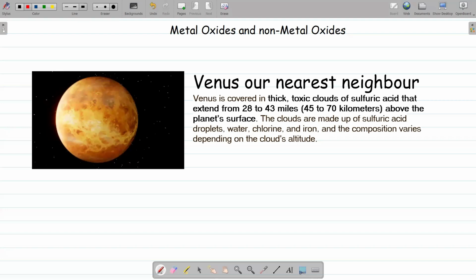Have you heard of the acidic clouds? The atmosphere of Venus is filled with acidic clouds. Venus is covered in thick toxic clouds of sulfuric acid, and they extend above the planet's surface. The clouds are made up of sulfuric acid droplets, water, chlorine, and iron. These sulfuric acid clouds of Venus are a product of great volcanic activity, which has thrown out huge amounts of water vapor and oxides of sulfur into the planet's atmosphere.